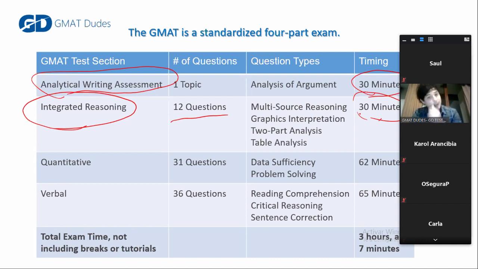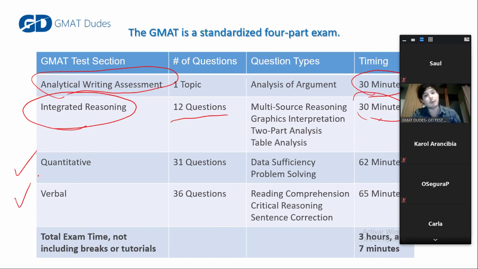But the interesting thing is that even though the GMAT is divided into 4 sections, it is only 2 sections that are going to create your GMAT score. Those sections are the quantitative section and the verbal section. So for the analytical writing assessment and the integrated reasoning, you're going to be given scores, but those scores are going to be independent from your GMAT official score.